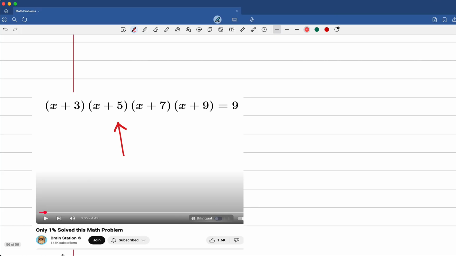This is all the fundamental that you need in order to solve this particular problem, which was posted by Brian Station, which had two more terms, making it a quartic equation, which is quadratic, cubic, and quartic. But the principle is pretty much the same. You just have to do it at two levels, right?